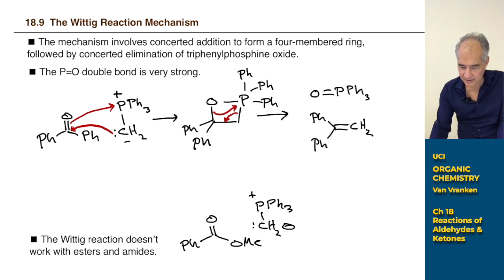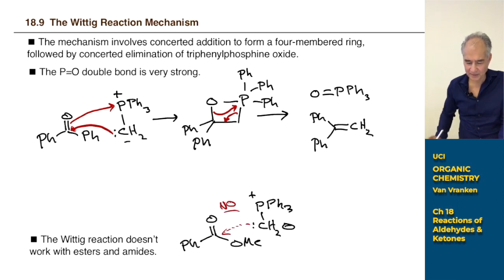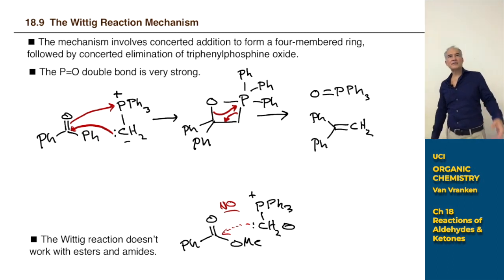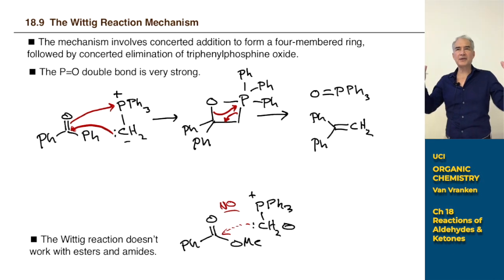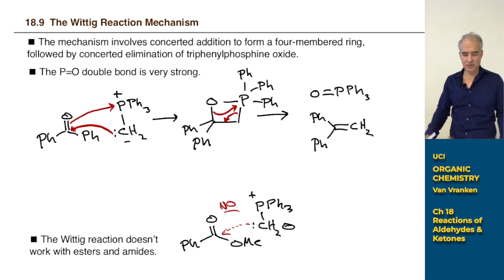Well, how do I do this? I don't want to use red. I'll use a dashed line here just to indicate that it doesn't happen. There we go. So don't try to do the carbonyls of esters or amides. This chapter is about ketones and aldehydes. This reaction only works with ketones and aldehydes.